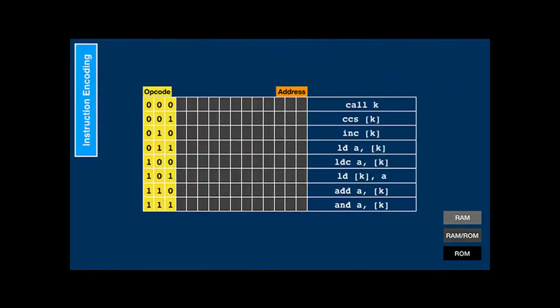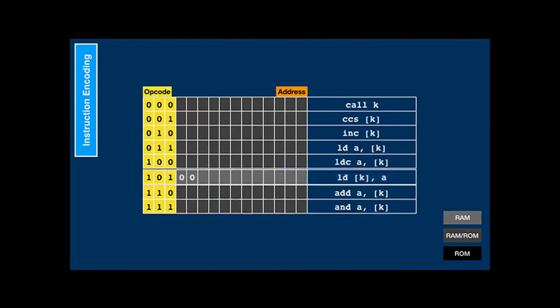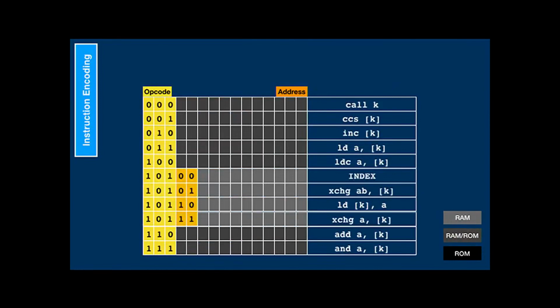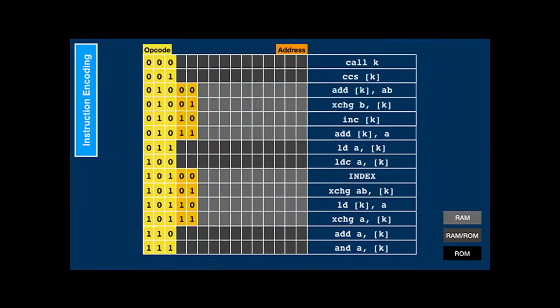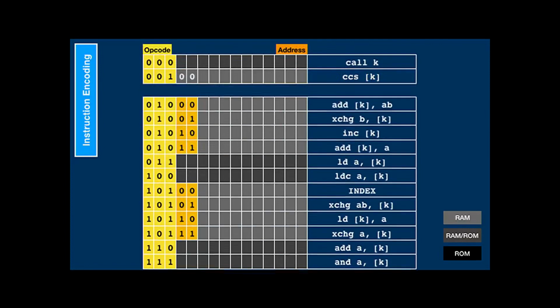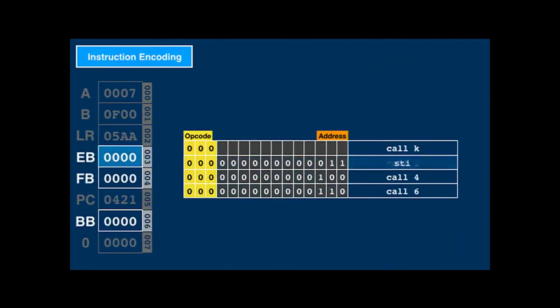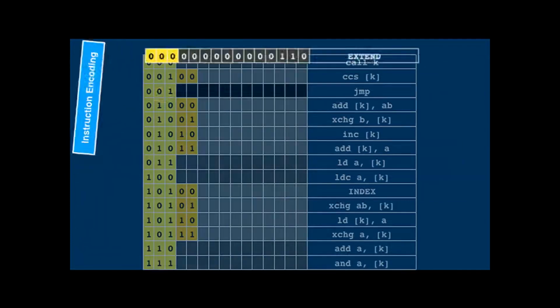So the store instruction, which only makes sense on RAM, only needs to encode 10 address bits instead of 12, making room for another 3 RAM-only instructions. The same is true for the increment instruction, which makes room for 3 more, as well as CCS, which shares an opcode with jump, which only works on ROM addresses. Since jumps to the bank register don't make much sense, these codes are used to encode STI, CLI, and extend.